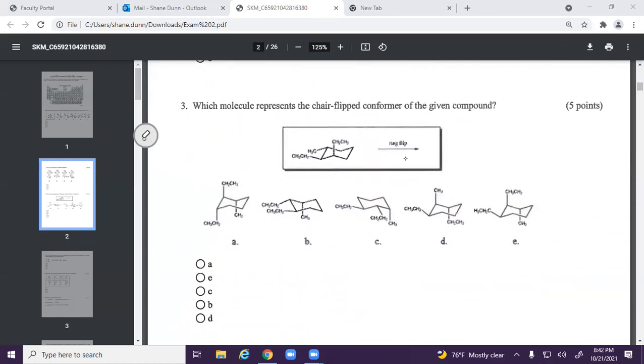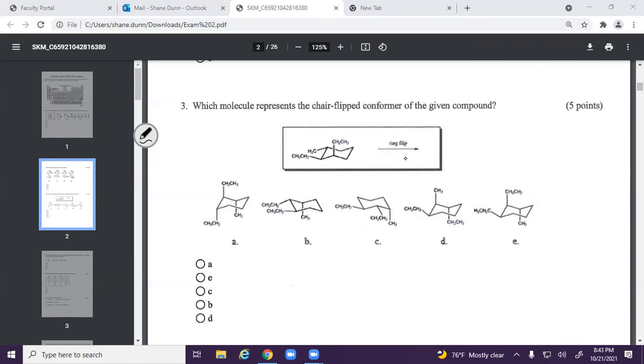So 3. Which molecule represents a chair ring flip? Well, hopefully you guys know that this conformation right here is a chair conformation, right? And a chair conformation is just cyclo, 1, 2, 3, 4, 5, 6. Cyclohexane, yes. Wait for someone to say it. So it basically is cyclohexane.